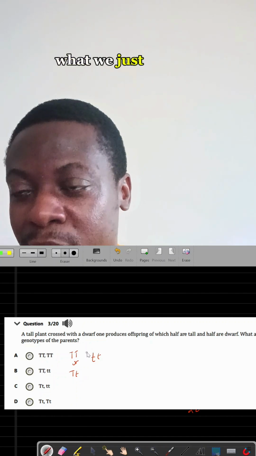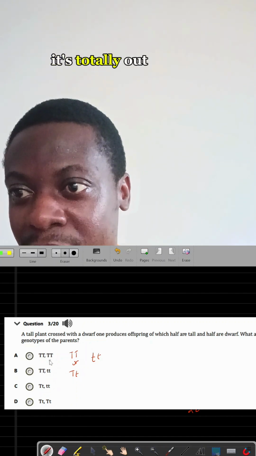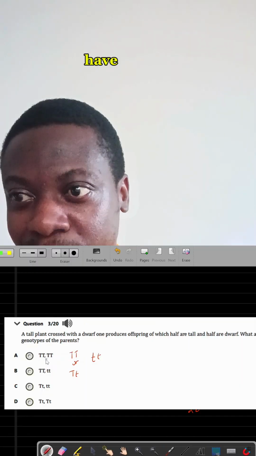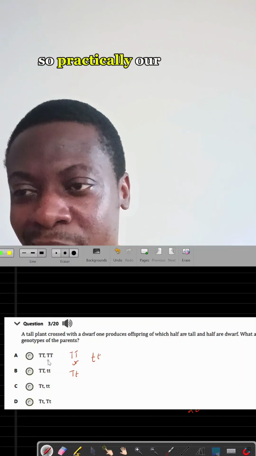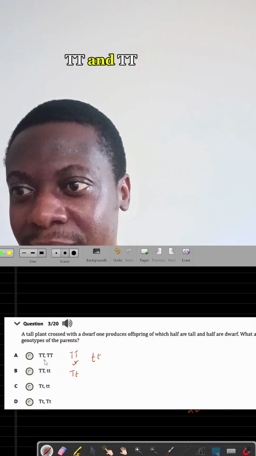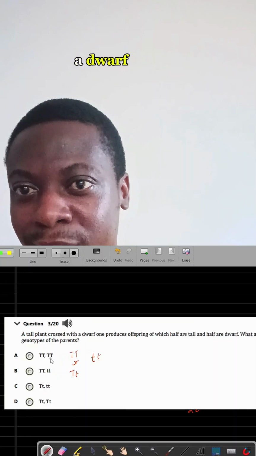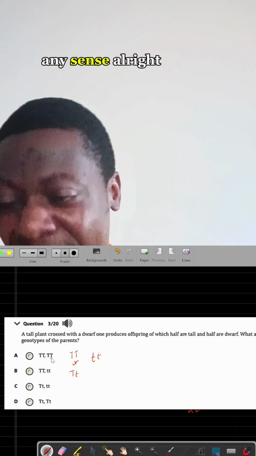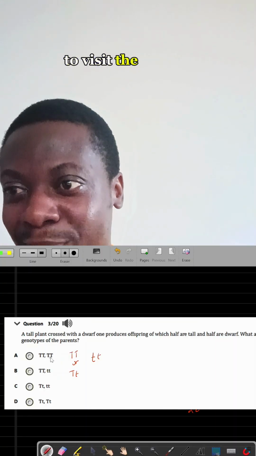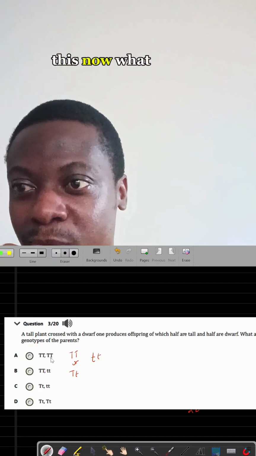So what we just need to do here is look at the options. If you look at this option, A is totally out of it because it does not have anything that represents dwarf. So practically, our genotype cannot be TT and TT because it can never give us a dwarf offspring. I don't know if I make any sense. All right, but if I don't, then you need to visit the basics of genetics, right? But look at this now.